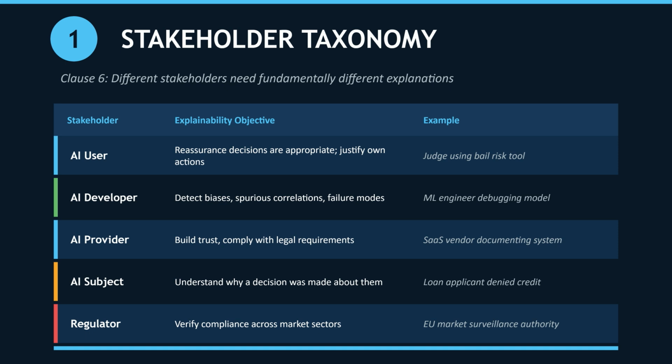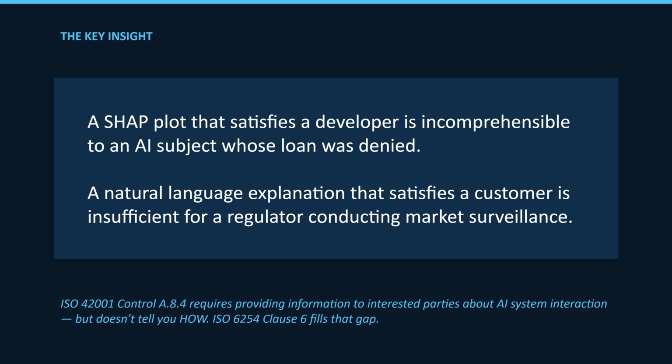The standard identifies 11 types in total, including platform providers, system integrators, data providers, evaluators, and auditors, and each one has different explainability objectives. And this is the key insight that makes 6254 so important. A SHAP plot that satisfies a developer is incomprehensible to an AI subject whose loan was denied. A natural language explanation that satisfies a customer is insufficient for a regulator conducting market surveillance. You cannot have one explanation that serves everyone.